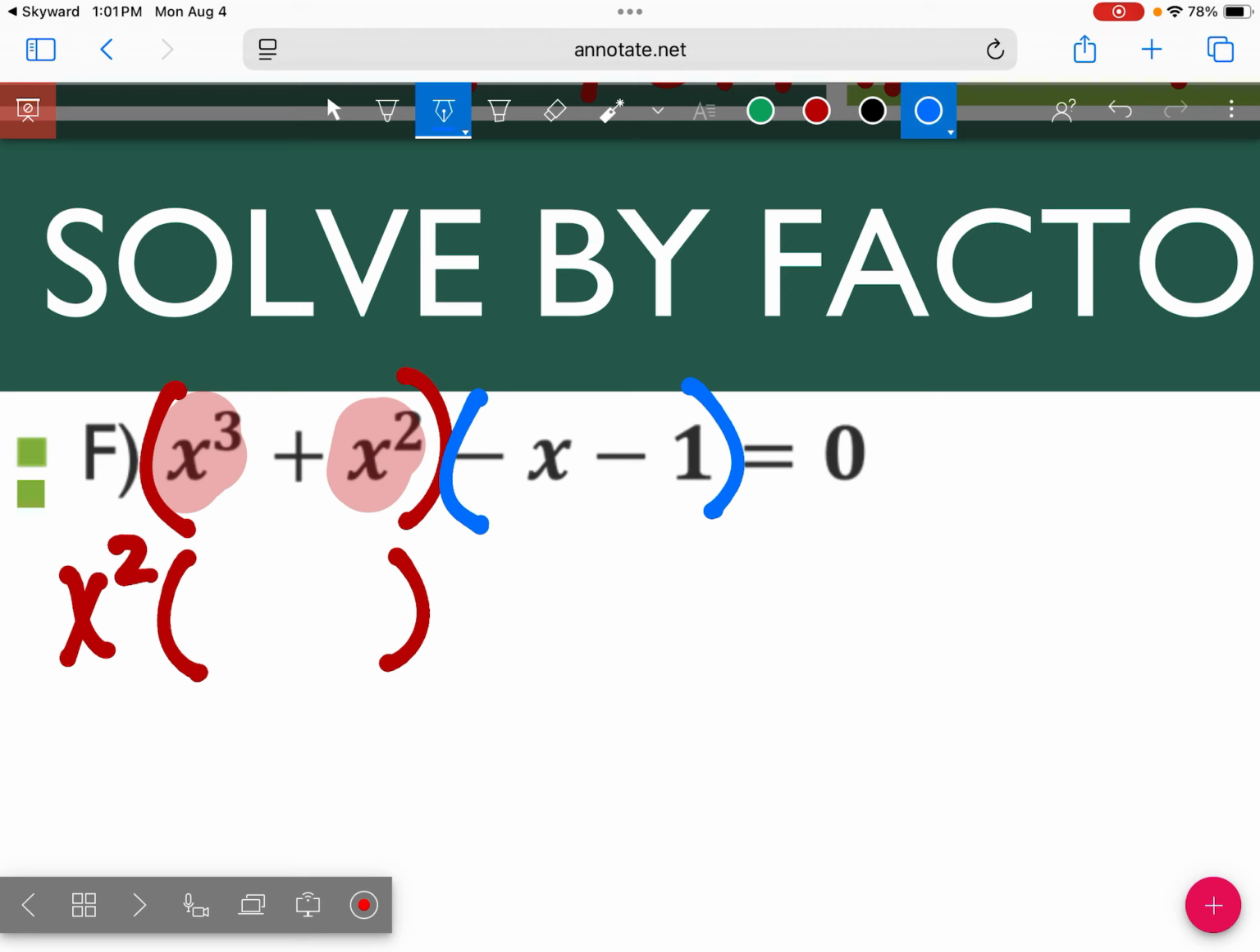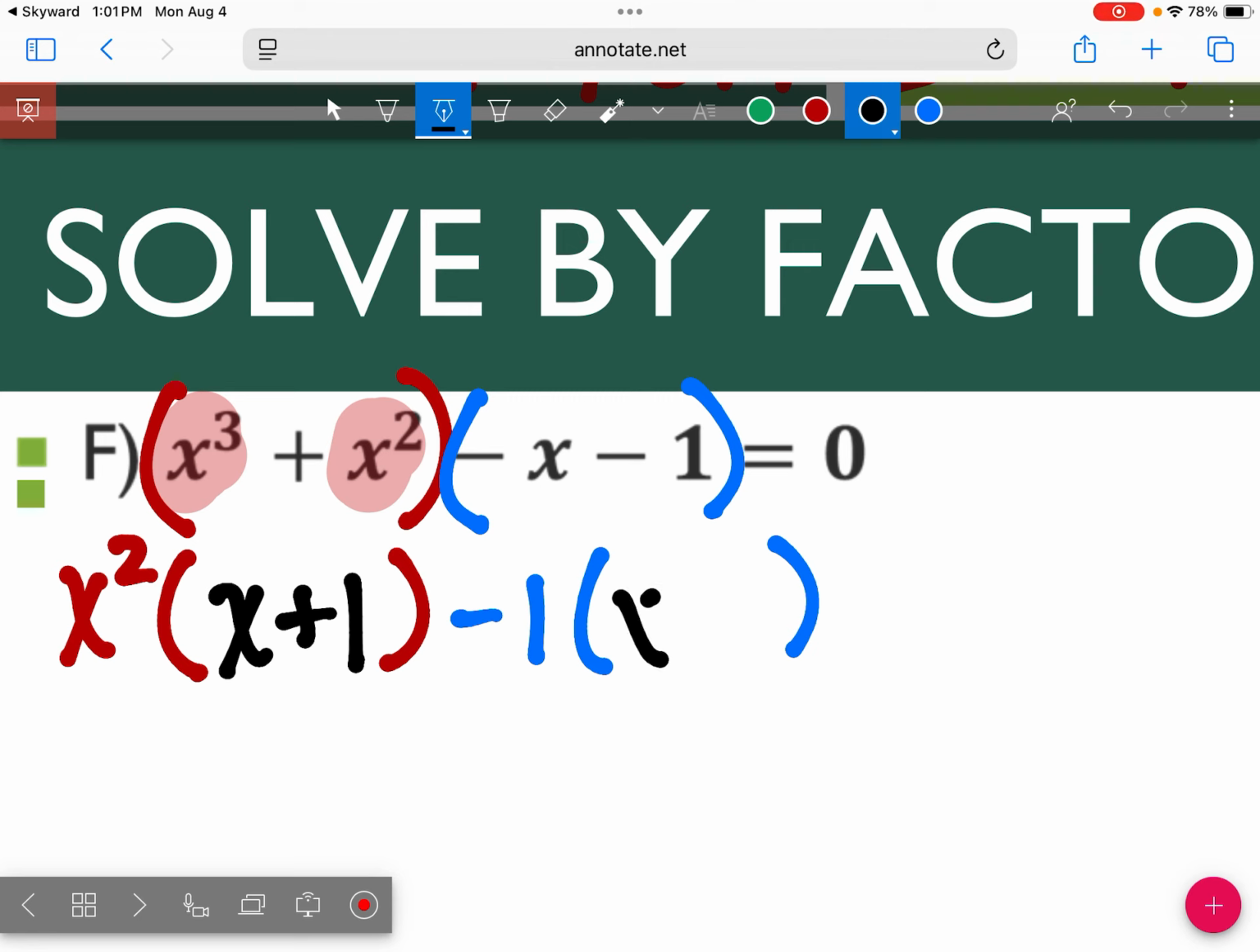And that means I'm really dividing both of these terms by x squared. And that's going to leave me with x plus 1. So we have to figure out, because I need this to become x plus 1, what do I need to divide from these 2 terms to make it x plus 1? Negative 1. Good job. So I'm going to divide out the negative 1, and then I'll also have x plus 1. So these 2 have to match. So that would be my first factor.